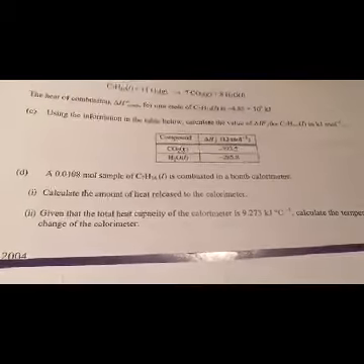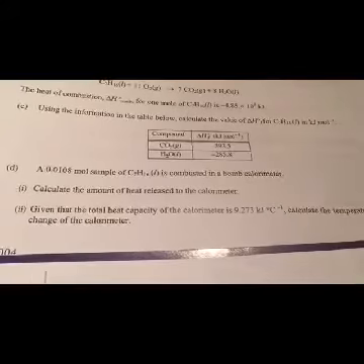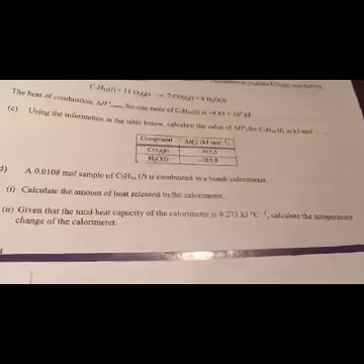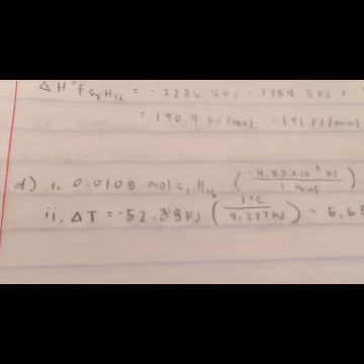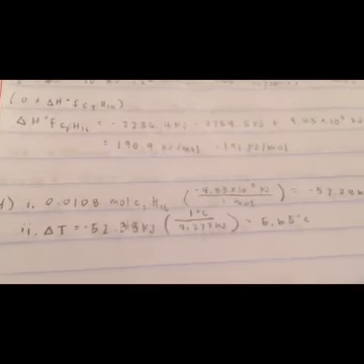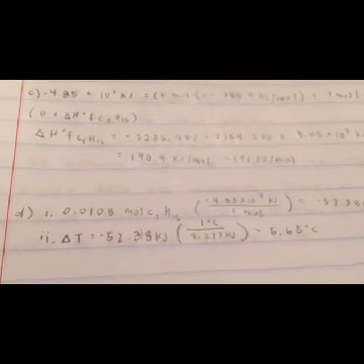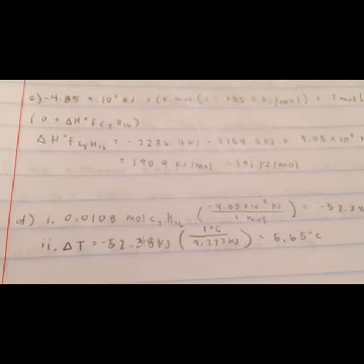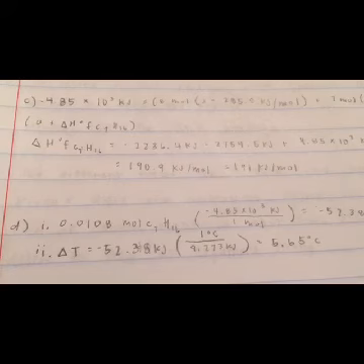And part 2 says, given that the total heat capacity of the calorimeter is 9.273 kilojoules per Celsius to the -1, calculate the temperature change of the calorimeter. And to do that, you would do the number you calculated in part 1 times 1 degree over the 9.273 kilojoules, and you should get 5.65 degrees Celsius.